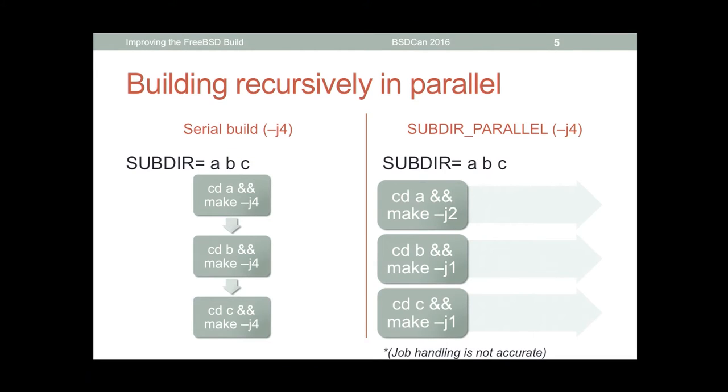So for the subdir parallel, the historical build on the left would just go into one directory at a time. If you ran with make -j4, four jobs, it would run make -j4 in each directory individually, wait until that was done, and then go into the next directory. On the right, I have an example of what subdir parallel does. And the -j example is not entirely accurate, but it's good enough for this discussion. It will build in multiple directories at once and split the available jobs up between each directory.